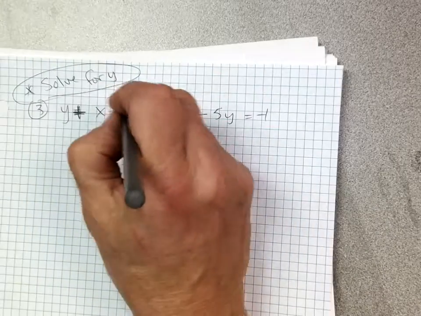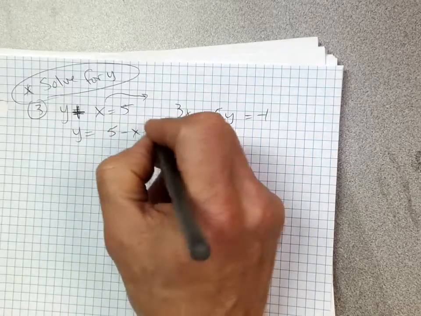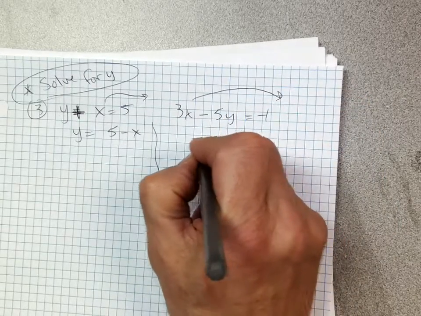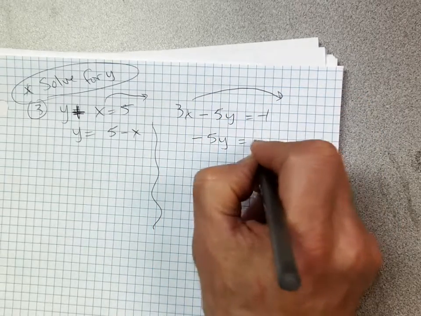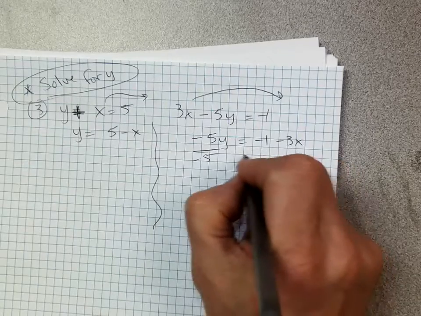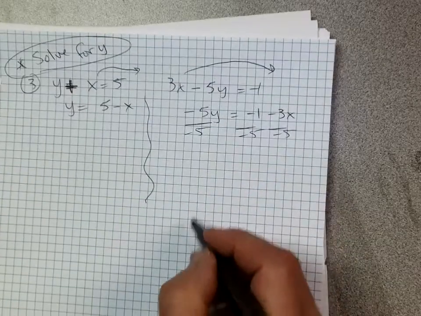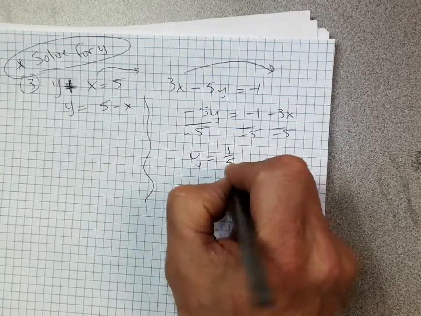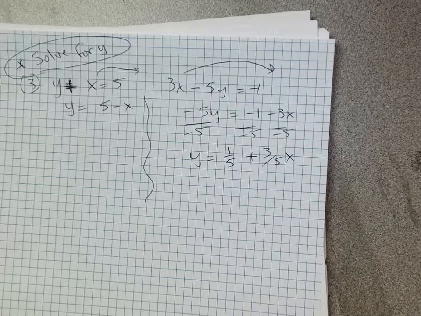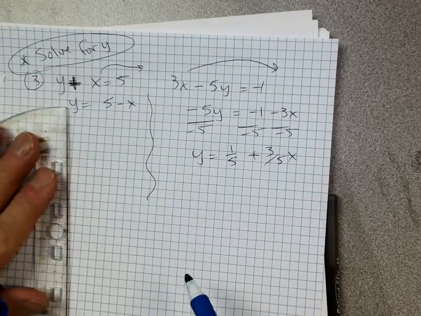So, I'll bring over the x. I'll have y equals 5 minus x. Over here, I'll bring over the 3x. I'll have negative 5y equals negative 1 minus 3x. Divide by negative 5. Cancels. I get y equals 1/5 plus 3/5 x. Now this one might be a little tricky to graph because of the 1/5, but I'm just going to try and be really neat, and hopefully it'll graph perfectly for me.